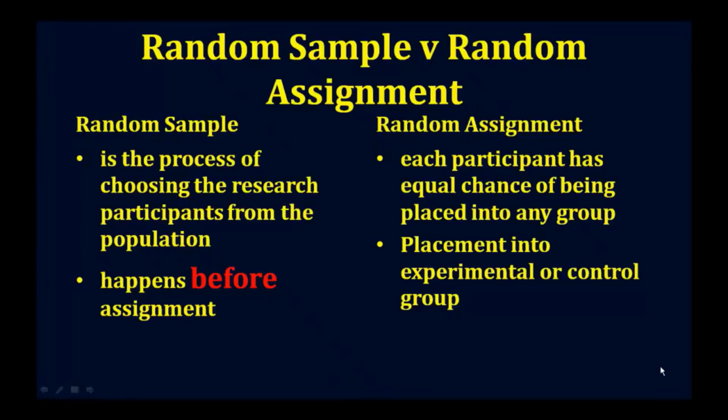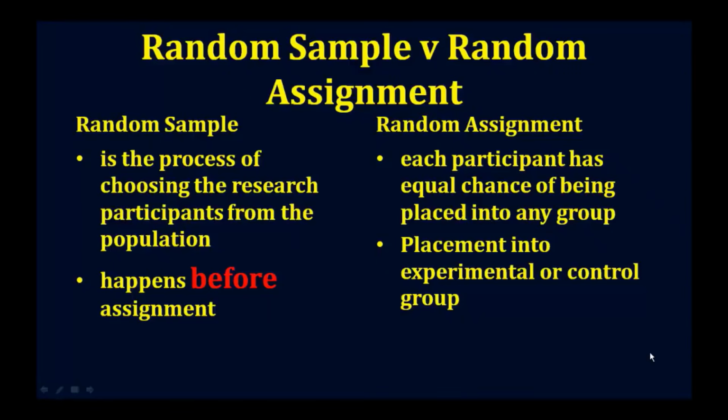Two ideas that often get confused in looking at experiments and subject selection and subject assignment are random sample and random assignment. Random sample is the process of choosing the research participants. So whether you're selecting for a survey or selecting for an experiment, you choose randomly. This hopefully will give you some level of representativeness in the process. It certainly increases the likelihood.